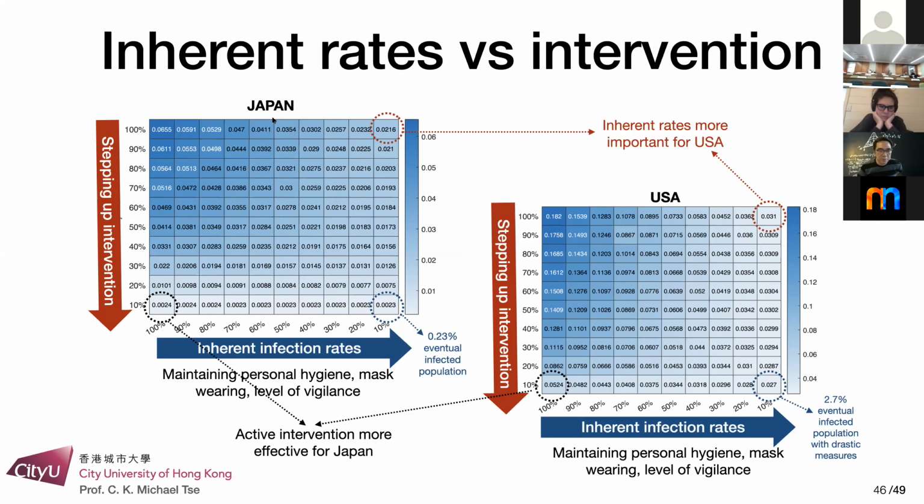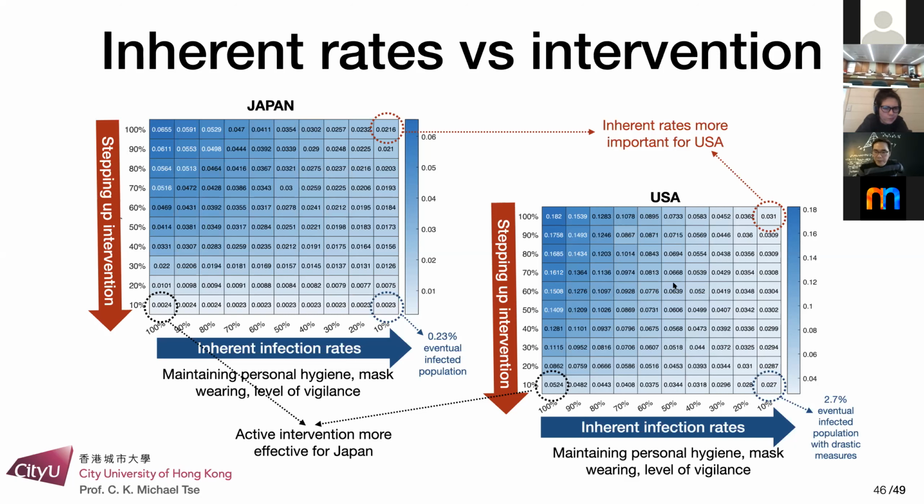And it turns out that for Japan, active intervention is a lot more important because the inherent infection rates are already quite low. This is actually from the model. So by fitting the data, we basically find that the Japanese data shows comparatively low values of alpha and beta. That's the infection rates, inherently much lower than the case of USA. And active intervention would actually be more important.